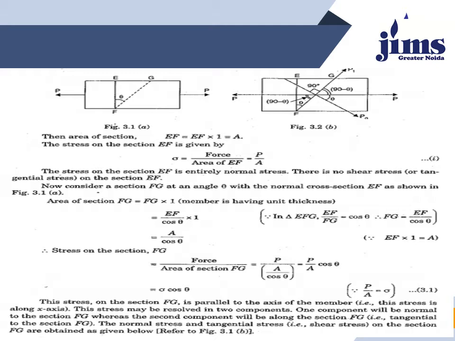This stress on the section FG is parallel to the axis of the member, that is, this stress is along the x-axis. This stress may be resolved into two components. One component will be normal to the section FG, whereas the second component will be along the section FG, that is tangential to the section FG. The normal stress and tangential stress on the section FG are obtained as given below.